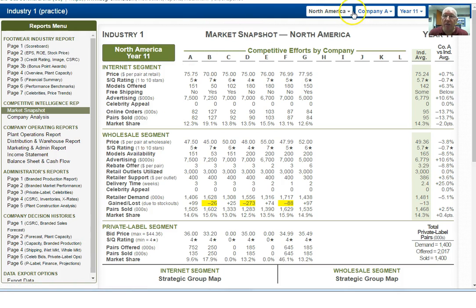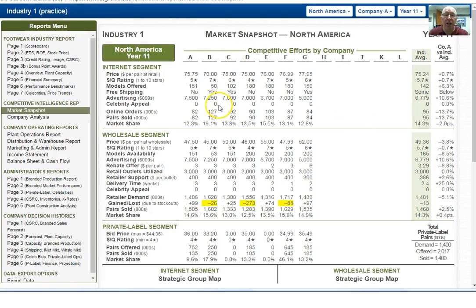Notice that there are 4 regions. It produces a product per region. Today, I'm just going to look at North America, and obviously, because I'm the administrator, it gives me choice of company. It'll just have which company, and your numbers will be over here. It'll say company, whatever you are, versus the industry average.